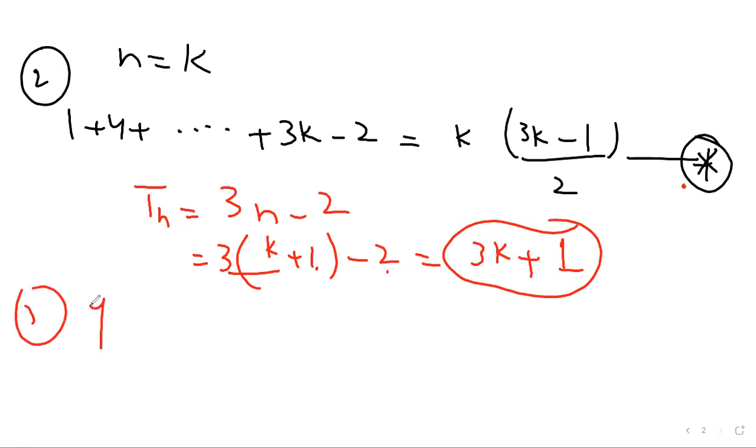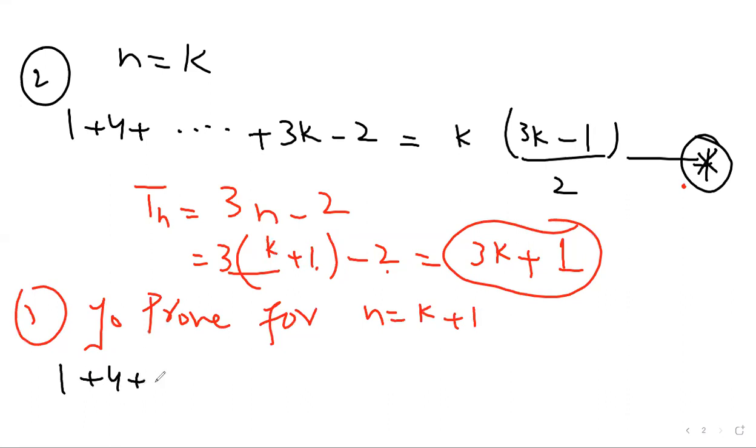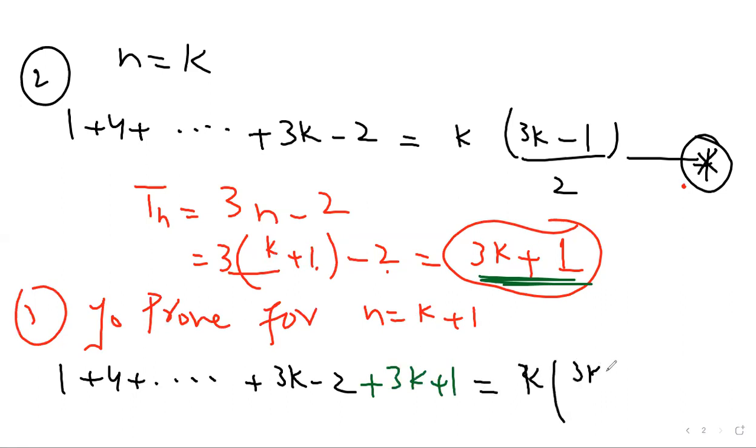Now we are proving for n equal to k plus 1. 1 plus 4 till 3k minus 2 is already in the static equation. Whatever we are adding, with a different color, I am writing it like 3k plus 1. Again, it is equal to k into 3k minus 1, the whole divided by 2, and 3k plus 1 will be added on both sides.